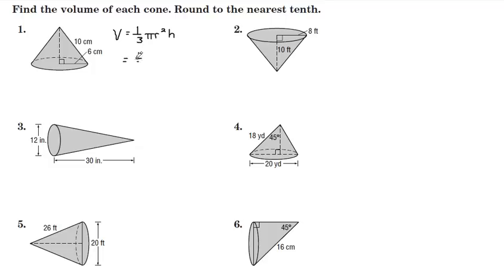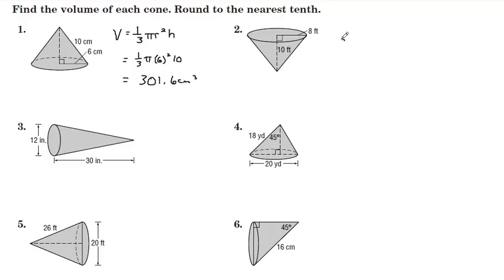For number 1, our radius is 6 and our height is 10. And in the calculator, to the nearest tenth, it comes out to 301.6 cubic centimeters.